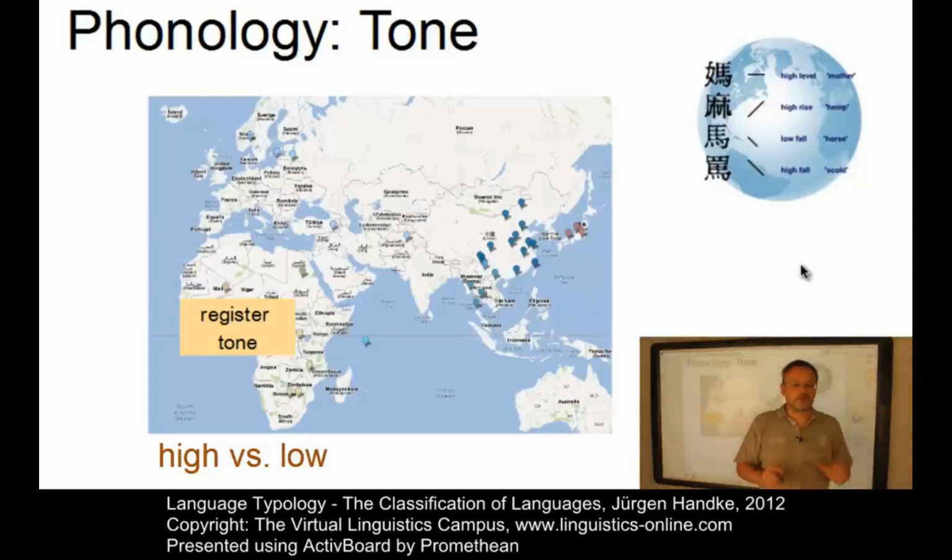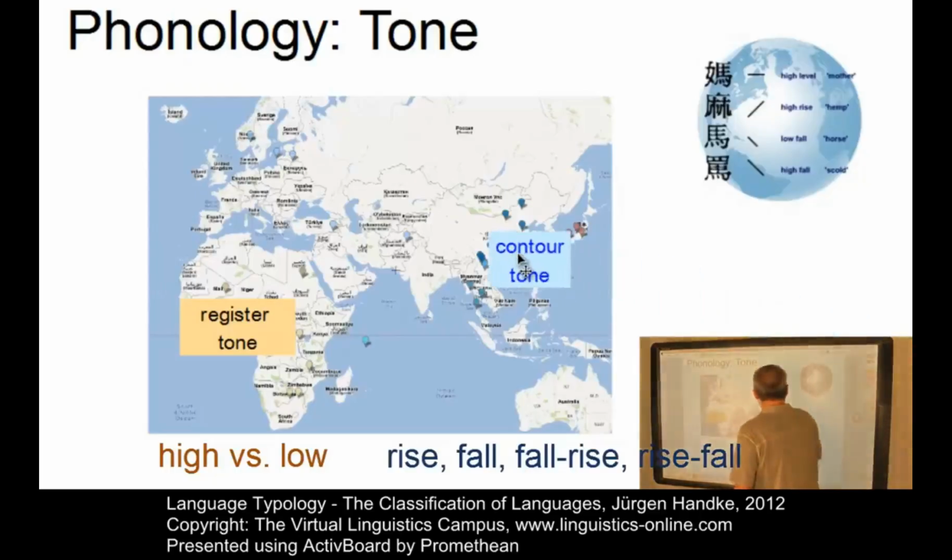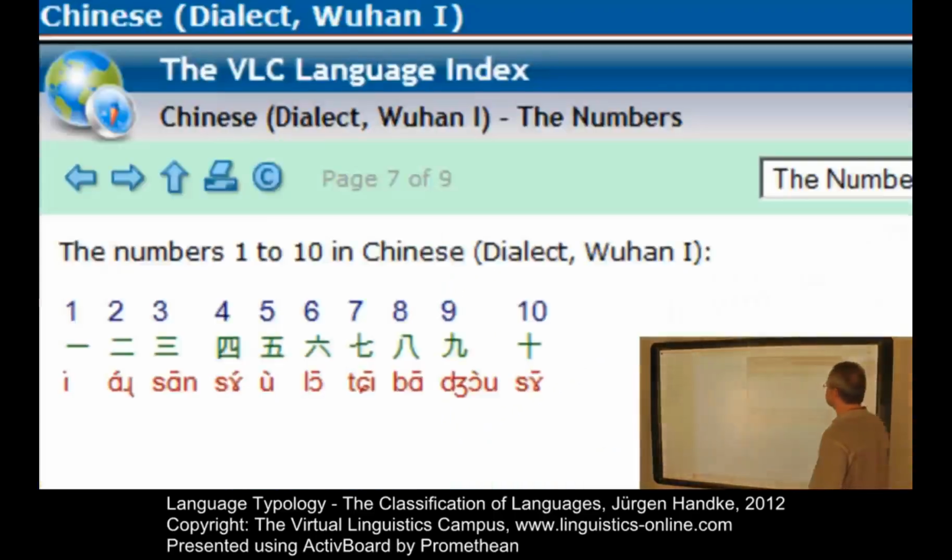More complex tone systems use contour tones, tones that involve gliding movements, for example rising tones, falling tones, fall-rise, or rise-fall. The most well-known contour tone languages can be found in Asia, for example in the Sino-Tibetan languages or in the Austroasiatic languages. Let us listen to some Chinese tones to illustrate this effect.